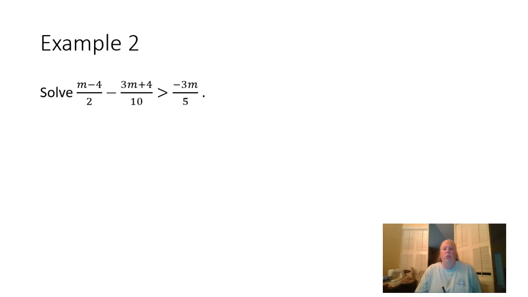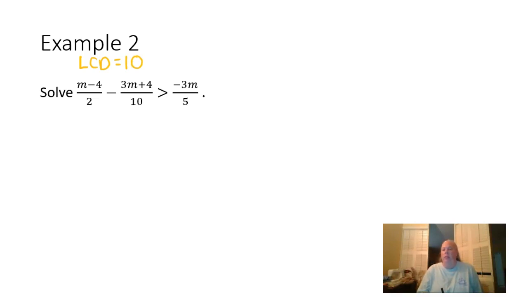For example 2, we're going to solve the inequality m minus 4 divided by 2, minus 3m plus 4 divided by 10, is greater than negative 3m divided by 5. Alright, because this problem has fractions in it, let's see if we can clear out those fractions. My denominators are 2, 10, and 5. So the least common denominator would be a number that 10, 2, and 5 can all go into. The smallest one they can all go into is actually 10.